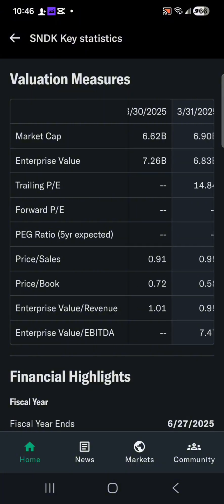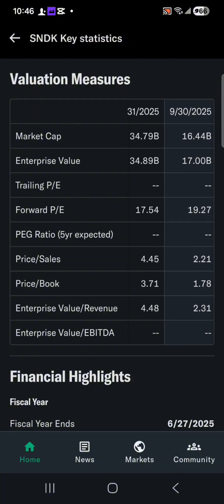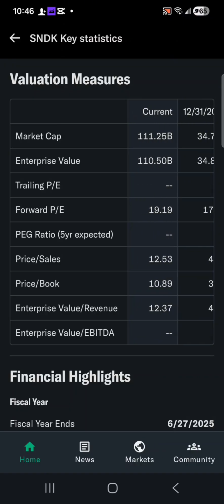I can see what it has done in the previous years. You can see what it has done in the previous year. 2025 accumulatively did $14.84 after one year. And now you can see what it is doing right now based on the quarter, currently trading at approximately $19.20 per share.